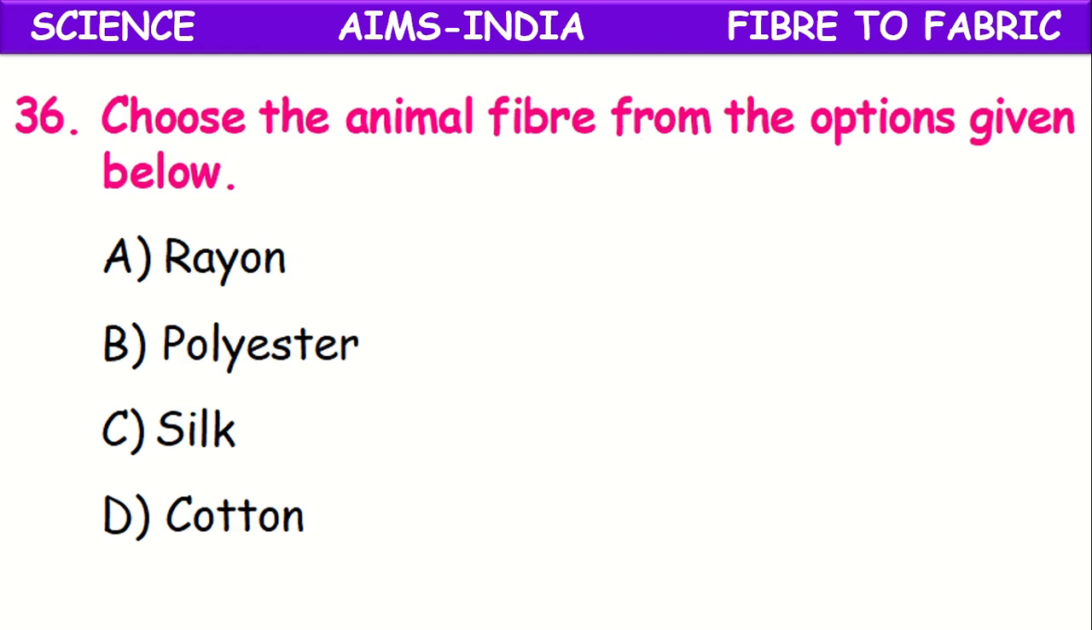Next, choose animal fiber from the options given below. See which is animal fiber among these: rayon, polyester. Actually, these two are artificial fibers, man-made fibers. Now here, silk and cotton are natural fibers. Out of these, you're asking animal fiber. So silk is animal fiber, cotton is plant fiber, because silk is obtained from the silk moth. Okay, silk fiber is animal fiber.